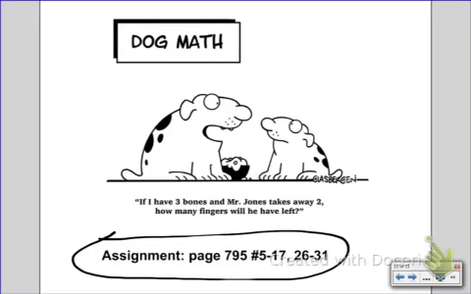Little dog math for you. If I have 3 bones and Mr. Jones takes away 2, how many fingers will he have left?